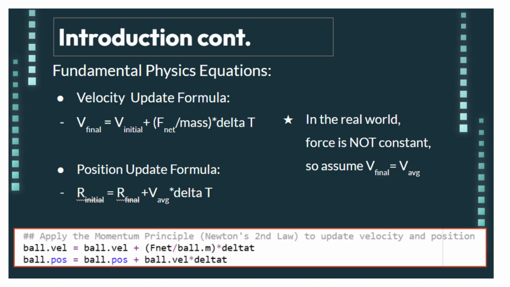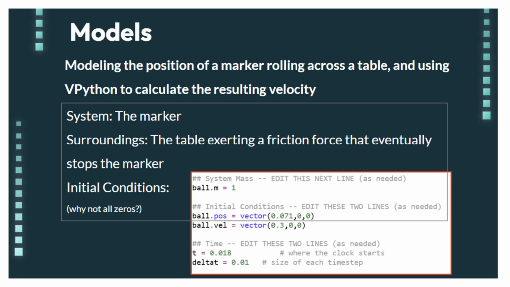Some fundamental physics equations are the velocity update formula, which is the final velocity equals the initial velocity plus the net force divided by the mass times the change in time. The position update formula is the same concept. In the real world, force is not constant, so we assume that the final velocity is equal to the average velocity. Also, you can see down below, these are the velocity and position update formulas in coding form, relevant to the variables that are put in place.